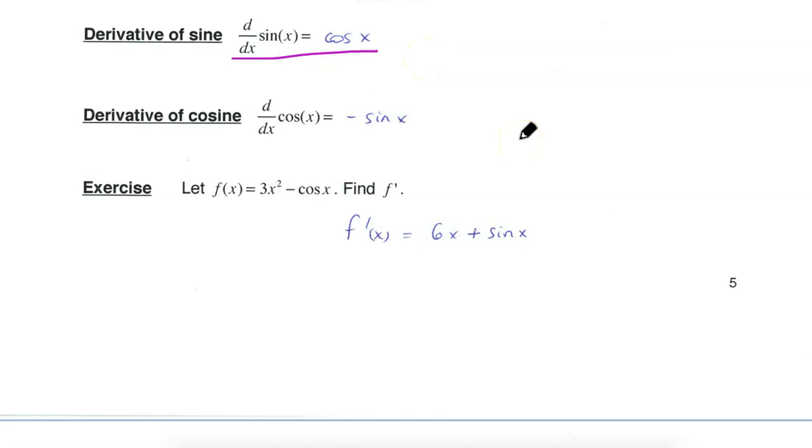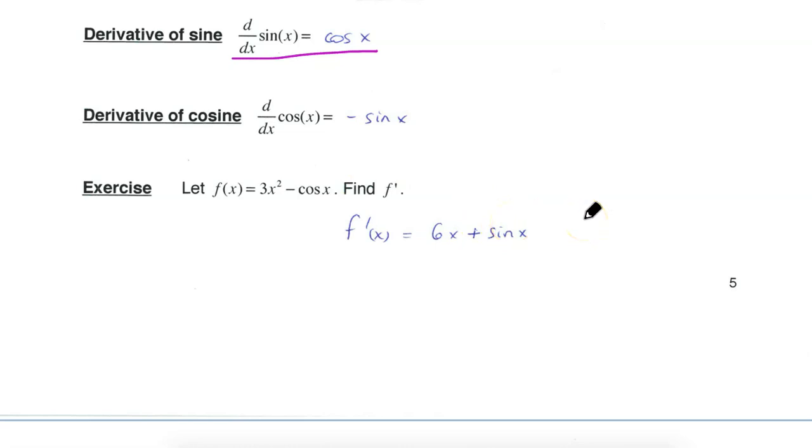So, a little exercise here. What's the derivative of f of x equals 3x squared minus cosine x? We can treat these two terms separately. The derivative of 3x squared is 6x, and the derivative of cosine x is negative sine. So minus cosine x is going to become plus sine x.